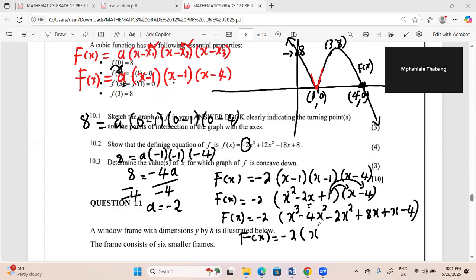x cubed minus 4x squared minus 2x squared is minus 6x squared. 8x plus x is 9x, minus 4. So you have minus 2x cubed plus 12x squared. I'm multiplying throughout by negative 2, minus 18x plus 8. That is the equation of f of x.